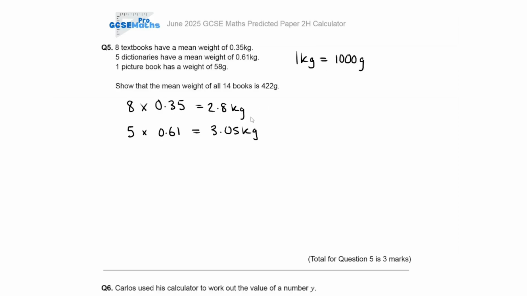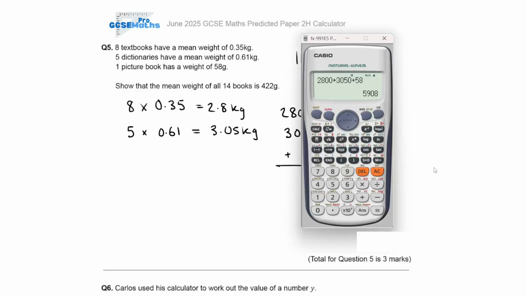So I might convert these 2 here into grams. Obviously times it by 1,000, that's 2,800 grams, and then 3,050 grams plus our 58. Don't forget that last bit. So let's add those. That gives me a total weight of 5,908 grams.